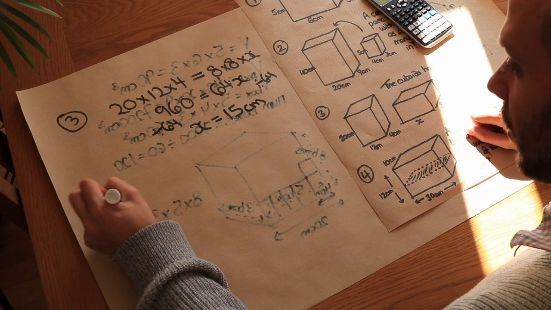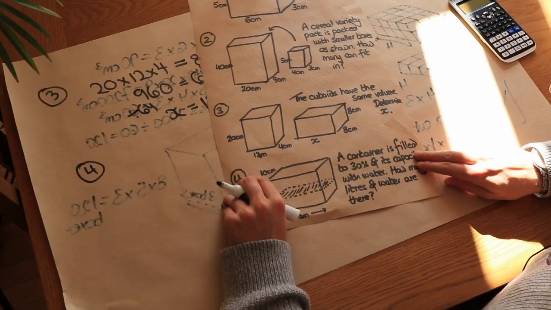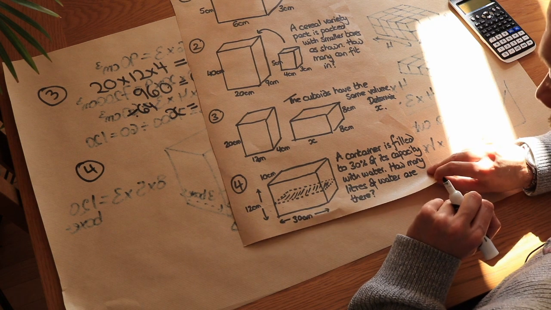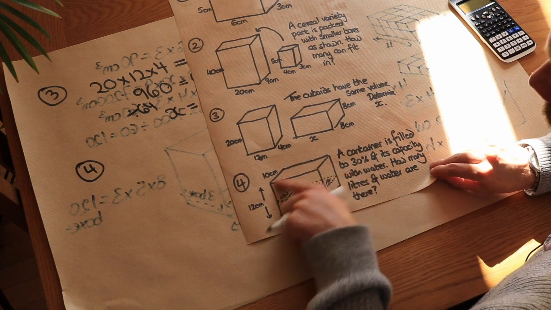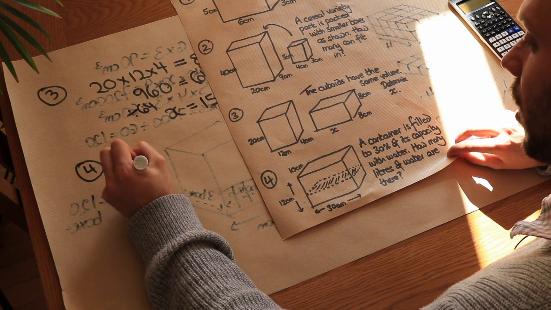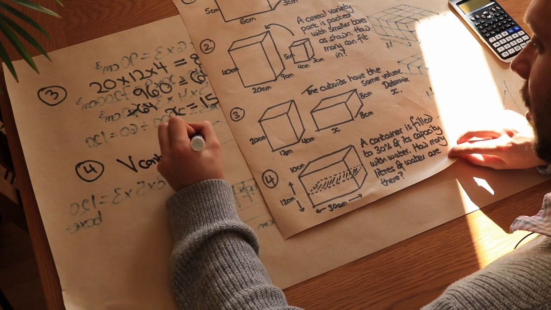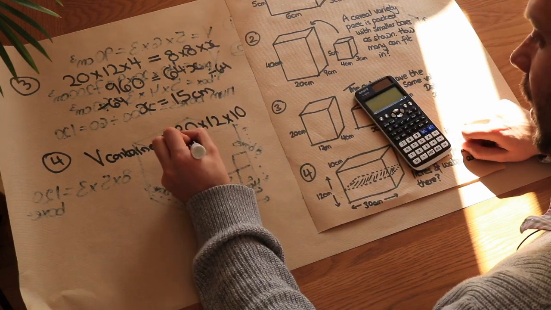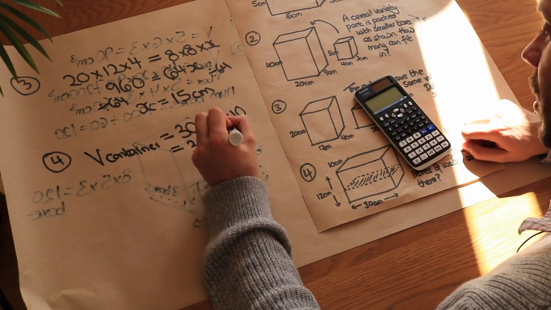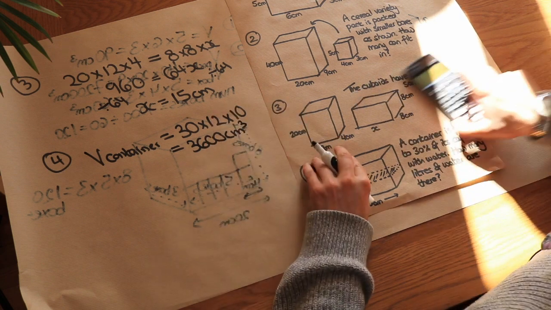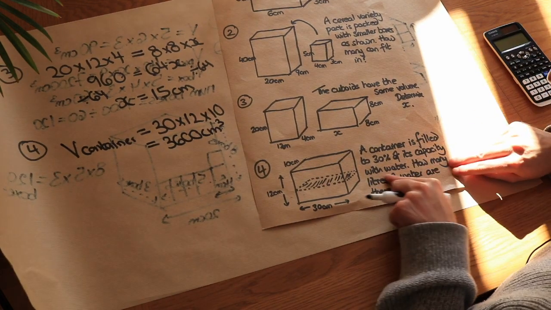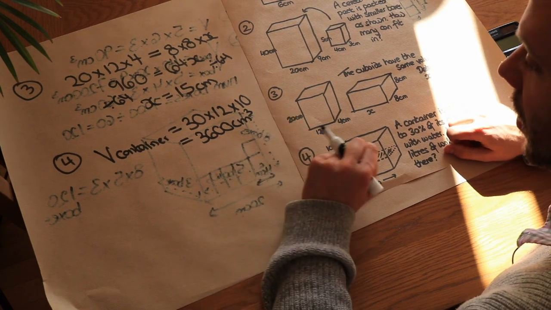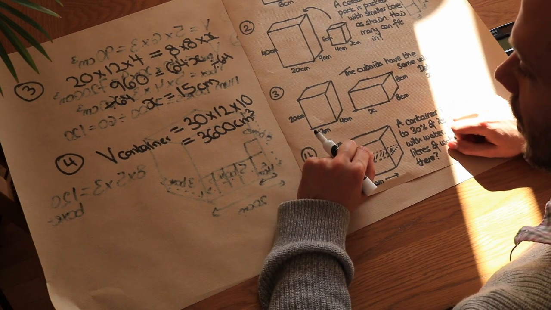And then finally, we've got this question here. A container is filled to 30% of its capacity with water. How many litres of water are there? Well, let's find the volume of the container first. The volume of the container is going to be equal to 30 times 12 times 10, and that is 3,600 centimetres cubed. And it says that 30% of it is filled with water. So we just need to find 30% of 3,600.